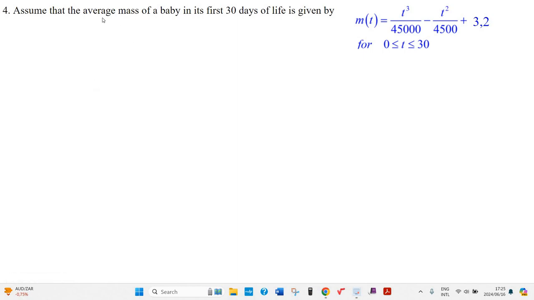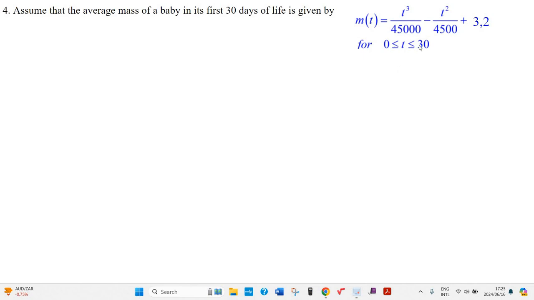Okay, we're going to try this question that talks about the average mass of a baby in its first 30 days of life. And if you're like me, you're going to learn something about babies, because I just didn't know this. They actually lose weight after they're born. It's so strange. But here's the formula.